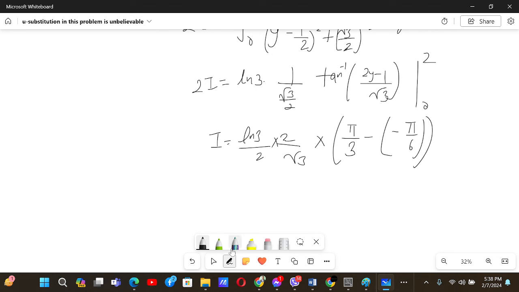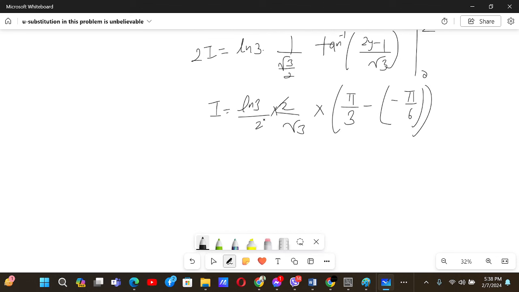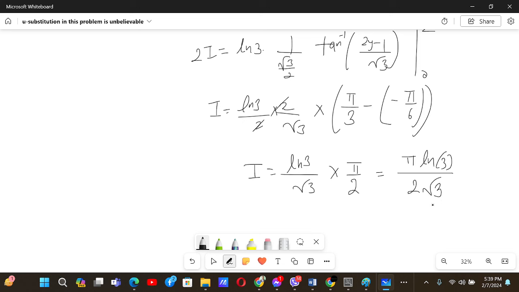Now we have this cancels out. I equals ln 3 by root 3, and this is pi by 3 plus pi by 6, that is 60 plus 30 is 90, which is pi by 2. That's why we have pi ln 3 by 2 root 3 as the answer of this integral, and that's the correct answer. You can check in Wolfram Alpha, I've already done that. So that's the answer.